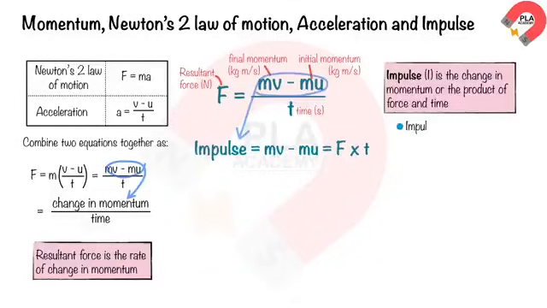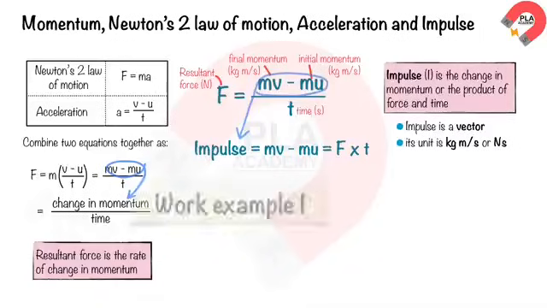The impulse is a vector quantity, just like momentum, because both depend on the direction of motion. Its unit is kilograms meter per second, which is also equal to newton second. This is the same unit as momentum.